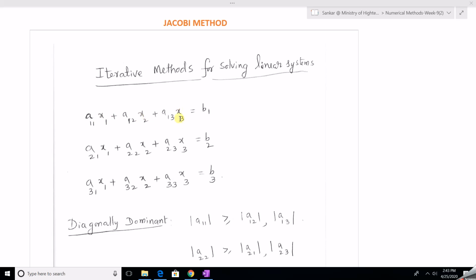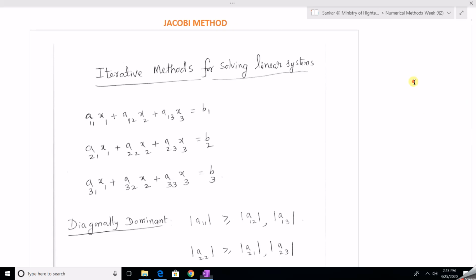x1, x2, x3 are the variables, and to solve for these three variables, we are given three equations, and the power of each of the variables, x1 power is 1, x2 power is 1, and x3 power is 1. Therefore, we call this system of equations the linear system of equations. And to solve this linear system of equations, the first method is the Jacobi method. We learn how to apply this method.